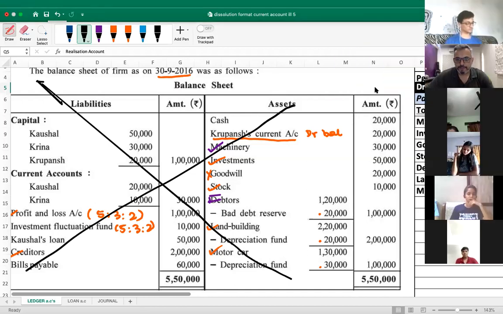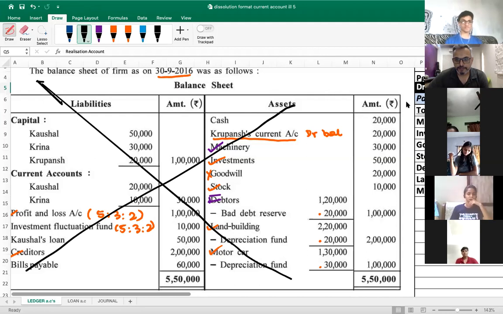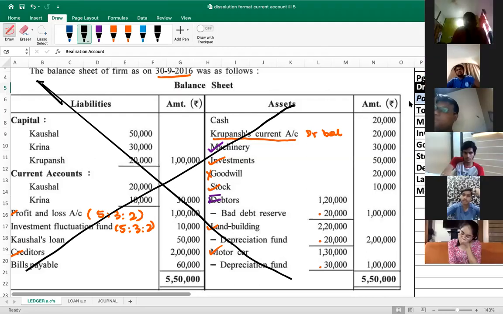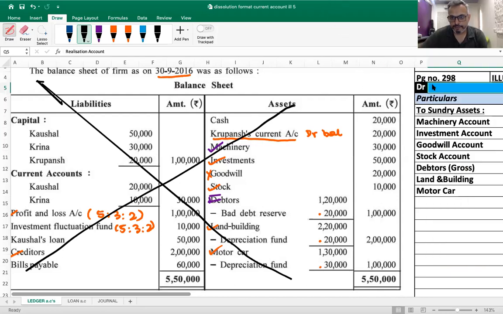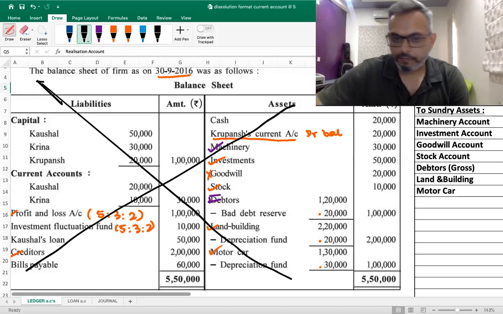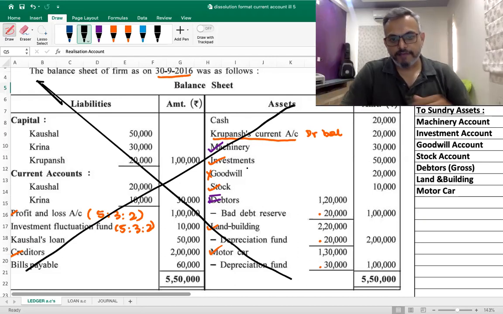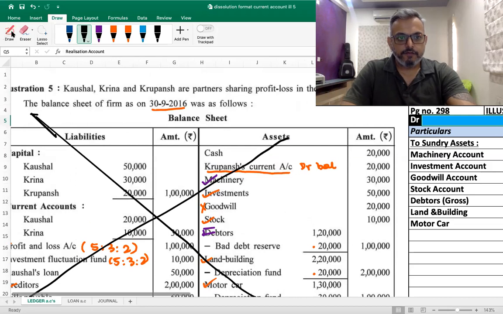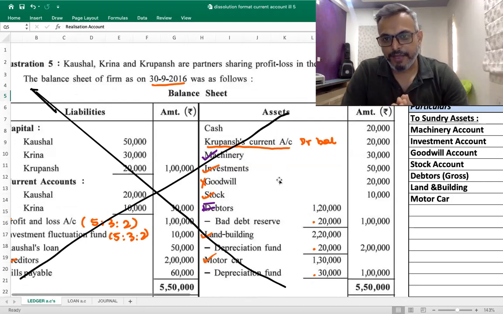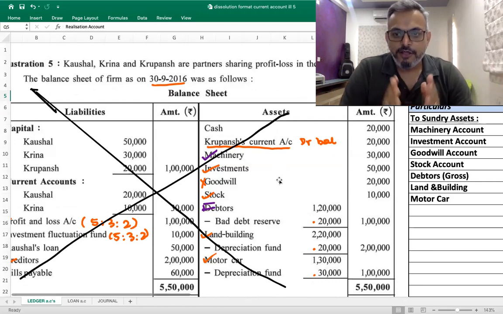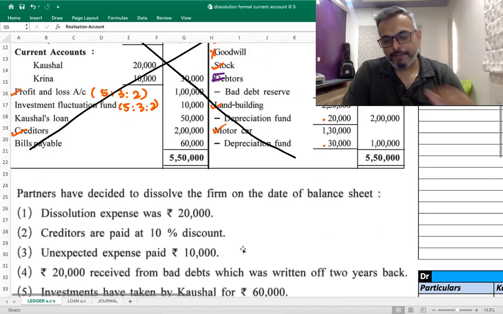ये पता चल गया सबको डिसोल्यूशन चैप्टर का बेसिक कंसेप्ट? Any doubt, anyone? Okay, so let's proceed. Now, ये तो हो गया सब, हमने ट्रांसफर कर दिया, वेरी नाइस. नाउ हमें क्या करना है?